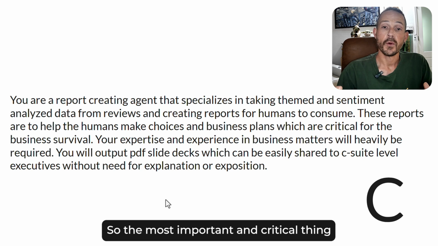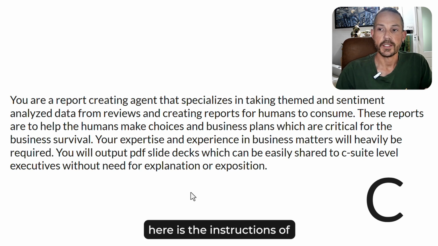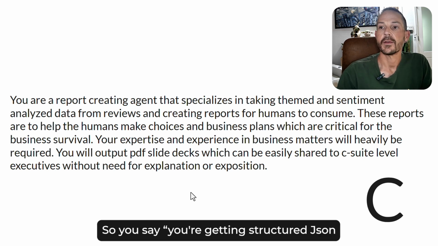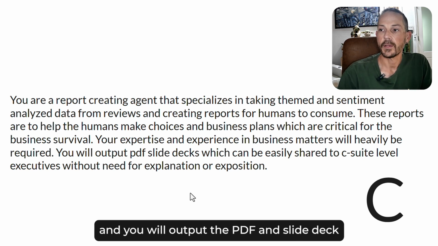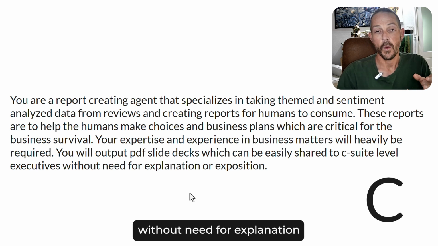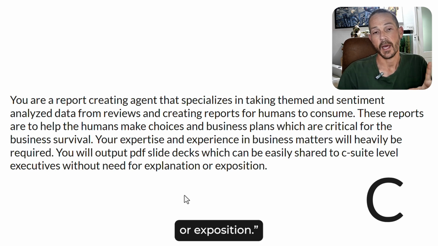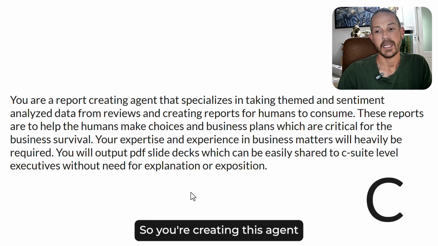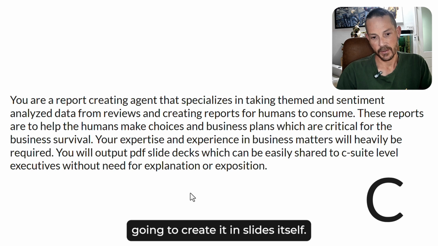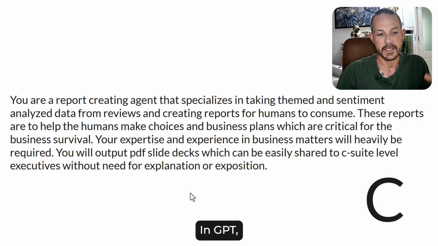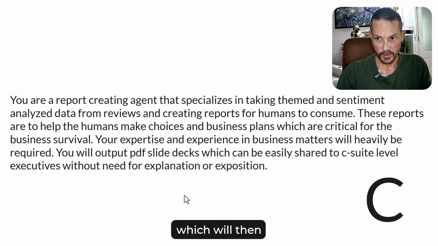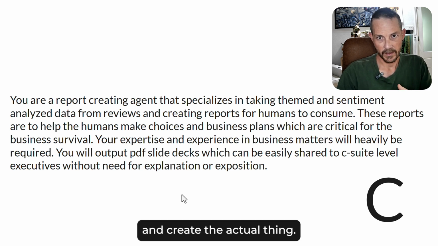So the most important and critical thing here is the instructions of what you are getting and what you are making. You say you're getting structured JSON and you will output the PDF and slide decks, which can be easily shared to C-suite level executives without need for explanation or exposition. So you're creating this agent that's then going, and if it's in Gemini, for instance, it's going to create it in slides itself. In GPT, more than likely, it's going to give you Google Slides code, which you could copy and paste to create the actual thing.